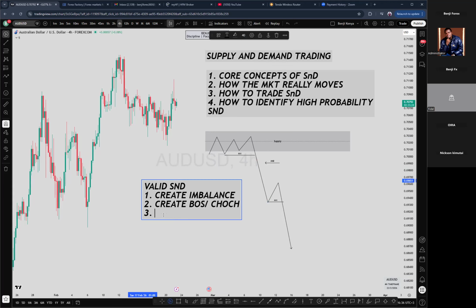And the last thing for any valid supply and demand area is that it has to collect liquidity. I usually write it as LQD. It has to collect liquidity. And I will show you how we are going to see this liquidity in a given price chart, or in a given market, and I'll explain how we can do that. So those are what we usually call a supply and demand area that is valid.